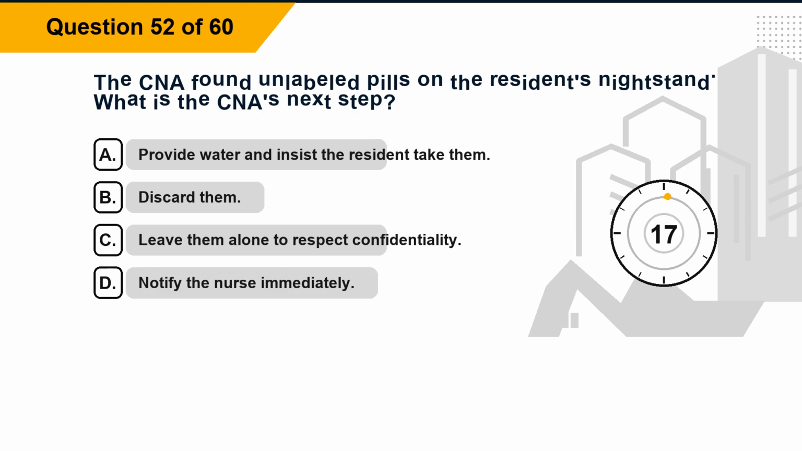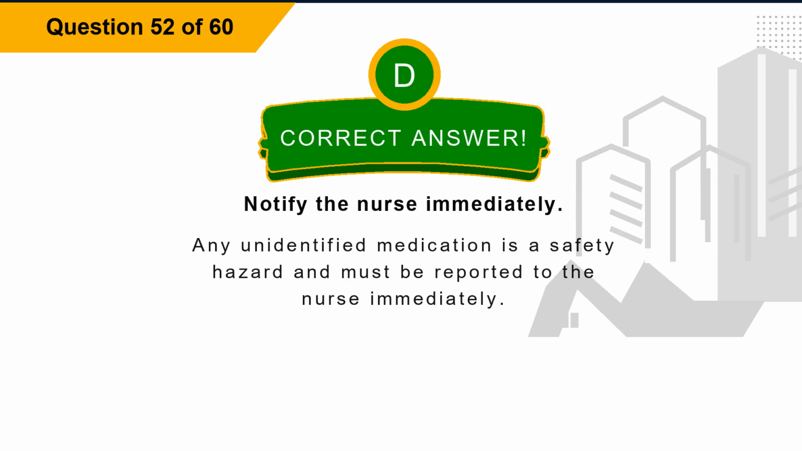Question 52. The CNA found unlabeled pills on the resident's nightstand. What is the CNA's next step? Option A, provide water and insist the resident take them. Option B, discard them. Option C, leave them alone to respect confidentiality. Option D, notify the nurse immediately. The correct answer is option D, notify the nurse immediately. Explanation: any unidentified medication is a safety hazard and must be reported to the nurse immediately.